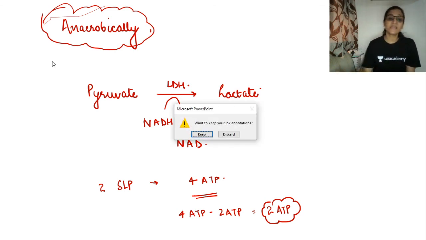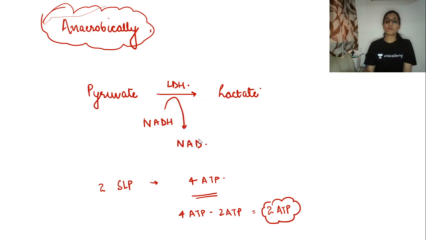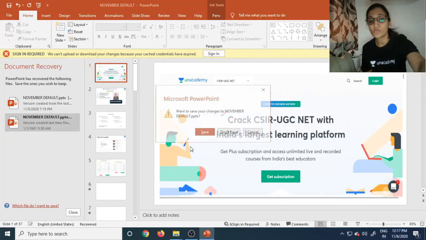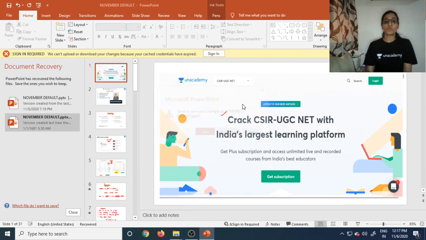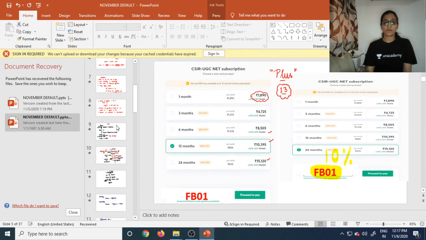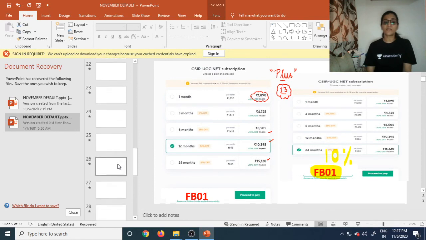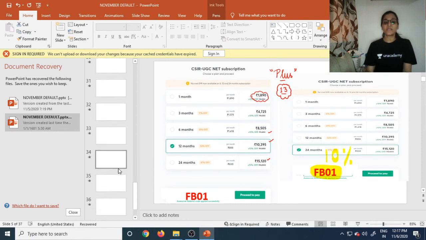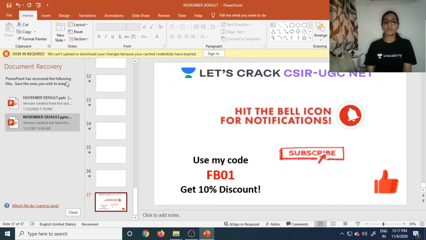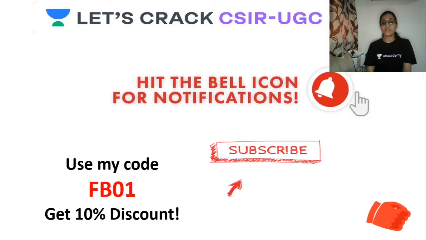In the next class maybe we'll be talking about the HMP shunt, which is also quite important. So read this topic well, try to understand the places where it is regulated, then the energetics and the enzymes which are involved. All these things will be very helpful for you. So try to read it that way.